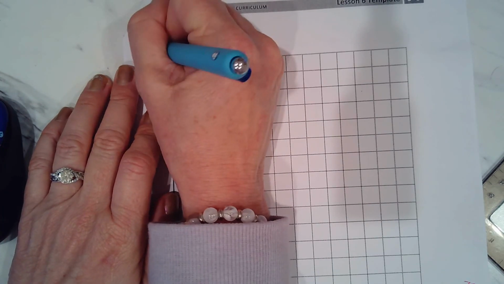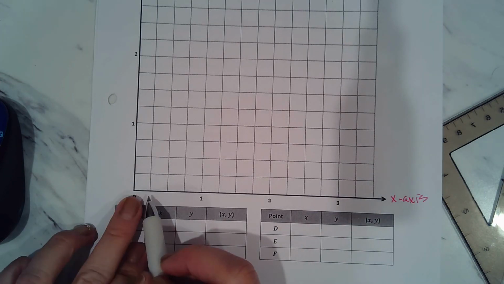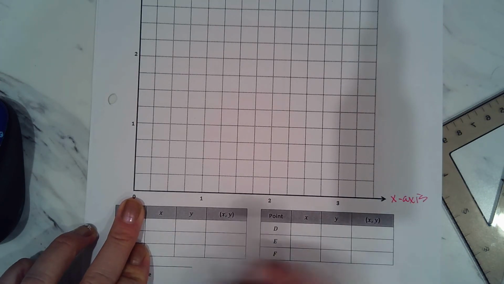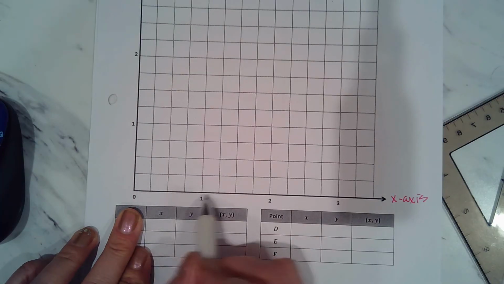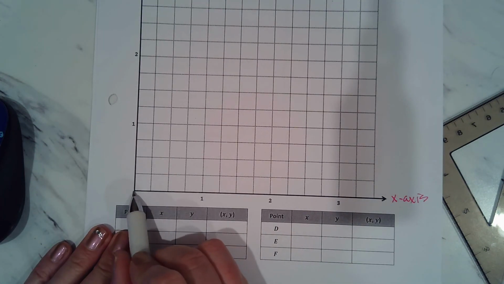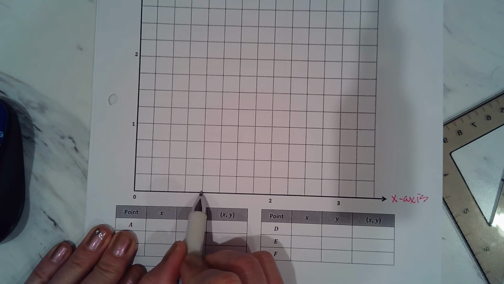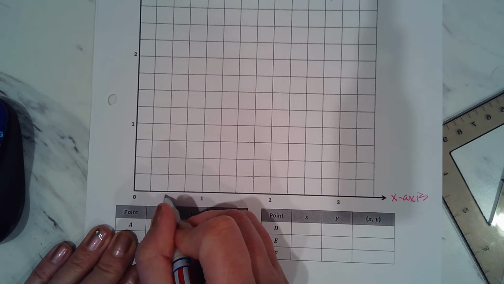It's just a good habit to get into. Then, remember what we were doing in the previous lesson, before we started plotting points or doing anything, we had to figure out how our whole numbers were broken up. What was in between them? So it looks like there's 1, 2, 3, 4. So this is broken up into fourths. So 1, 2 would be a half.